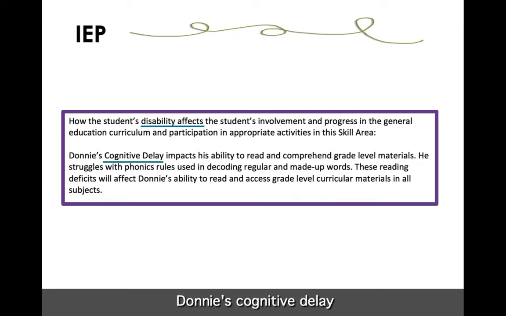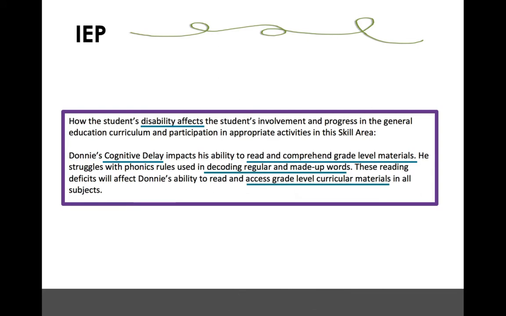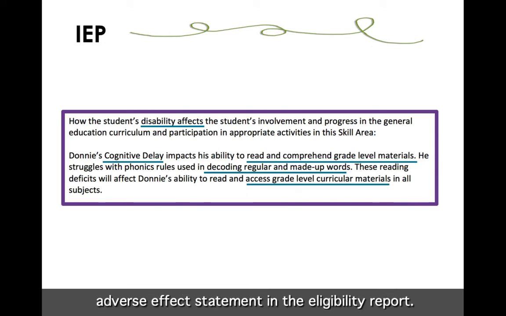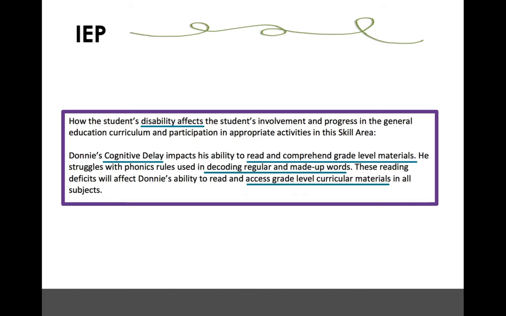Donnie's cognitive delay impacts his ability to read and comprehend grade-level materials. He struggles with phonics rules used in decoding regular and made-up words. These reading deficits will affect Donnie's ability to read and access grade-level curricular materials in all of his subjects. Note that this part of the IEP is similar to the adverse effects statement in the eligibility report. To find information or the thread of the way your student's disability is affecting them in a specific skill area, go back to the eligibility report.